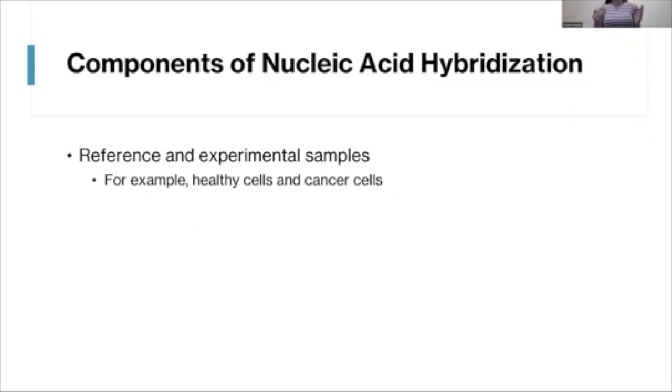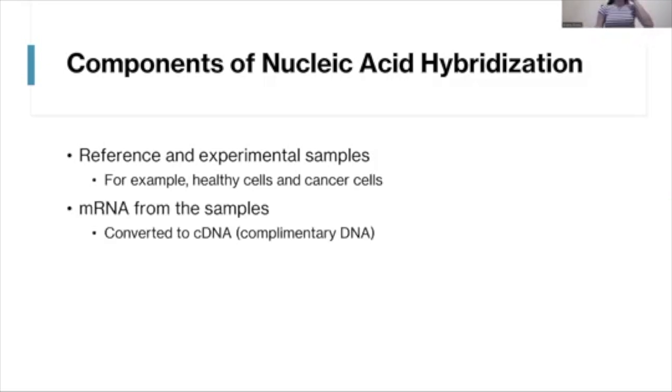sample. Your reference sample would be healthy cells, as an example, and your experimental sample would be cancer cells. So that's one way that we could use it to compare healthy cells and cancer cells, reference, experimental. And we are going to use mRNA from these samples, which is going to be converted to cDNA, which is complementary DNA, complementary to that mRNA.